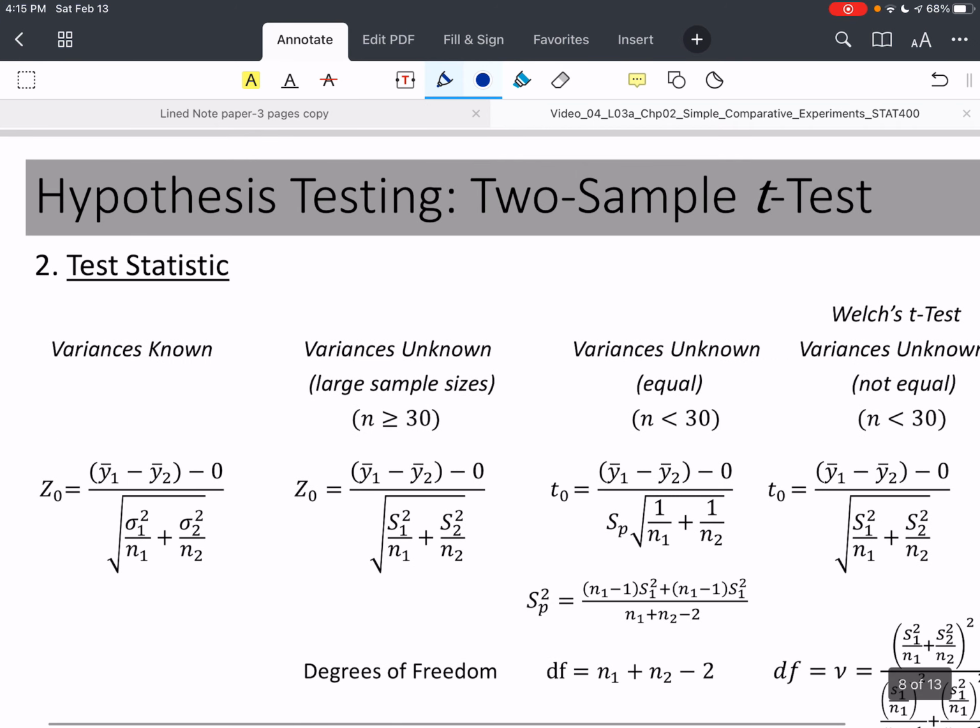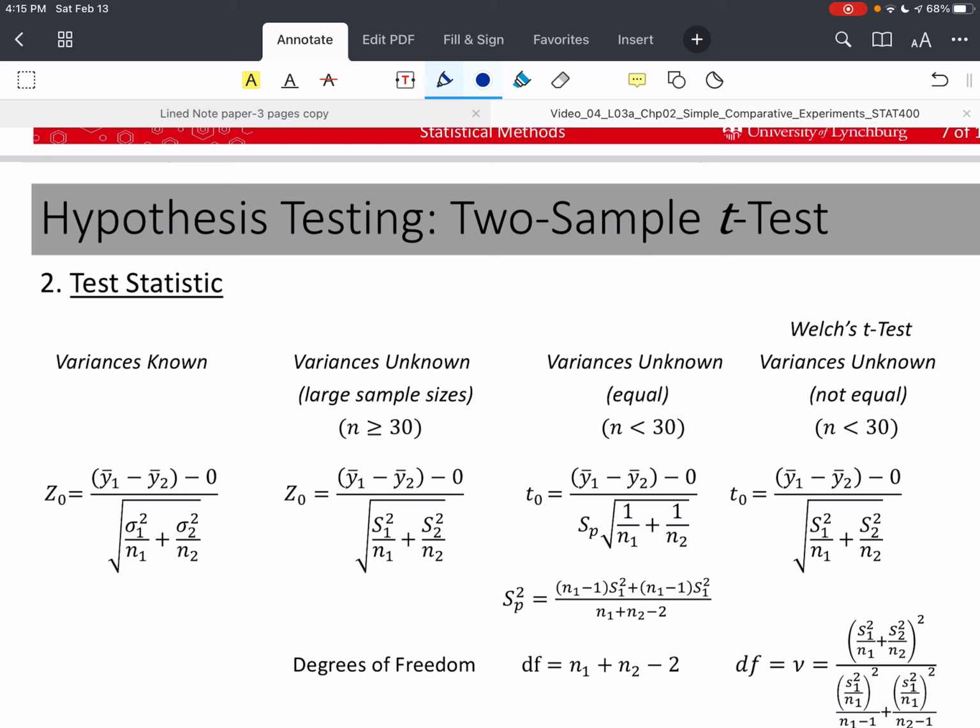Okay? We talked about four different test statistics. If the variances are known, then under H naught, Z naught has a standard normal distribution. If we have a large enough sample size but we don't know the variance, then using the CLT, again under the null, Z naught has approximately a standard normal distribution. We're using the CLT to make an approximation.